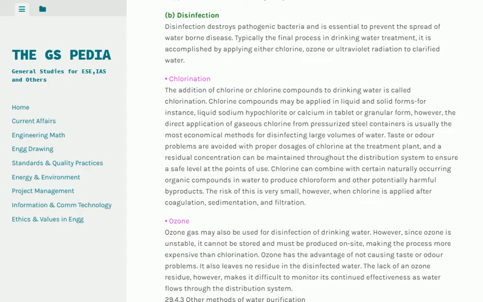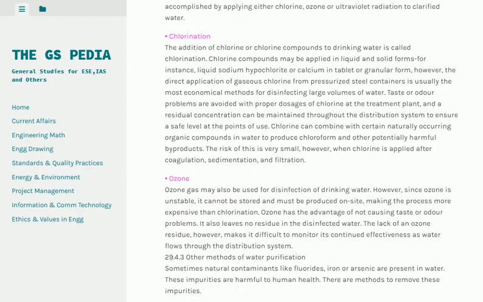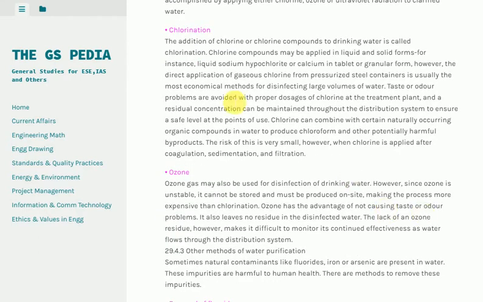Ozone has the advantage of not causing taste or odor problems. It also leaves no residue in the disinfected water. The lack of an ozone residue, however, makes it difficult to monitor its continued effectiveness as water flows through the distribution system.